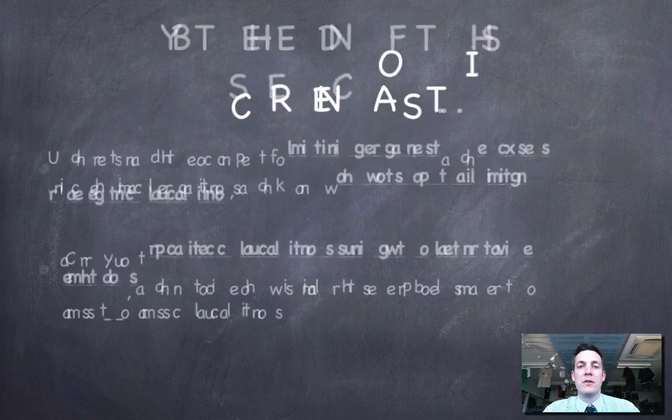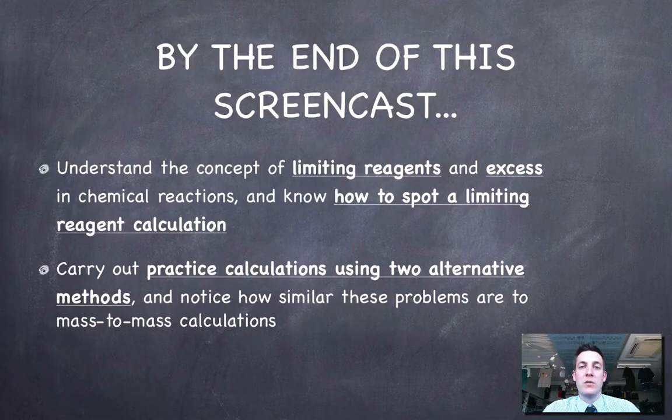Okay, hopefully by the end of this film, you'll understand what we mean by a limiting reagent and what we mean by an excess reagent as well. And when you see a question, you might see some of the signs that you're looking for to spot that it's a limiting reagent calculation. And we're going to do a couple of practice calculations using two different methods, okay? And hopefully we'll see that really and truly, although these are slightly different to the mass-to-mass calculations that we've been looking at in the previous film, there's an awful lot of similarities.